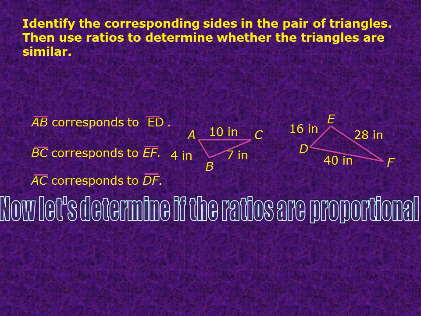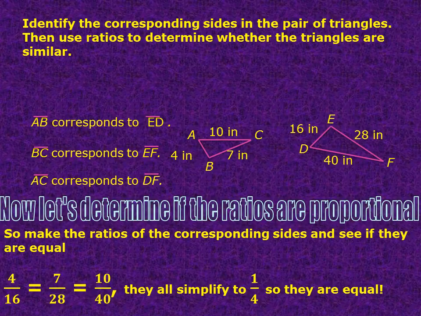Okay, let's determine if the ratios are proportional. Well, if we make our ratios here, so AB to ED is 4 to 16, BC to EF is 7 to 28, and AC to DF is 10 to 40. Well, notice all these ratios simplify to 1/4, so they're equal, so that makes it proportional.